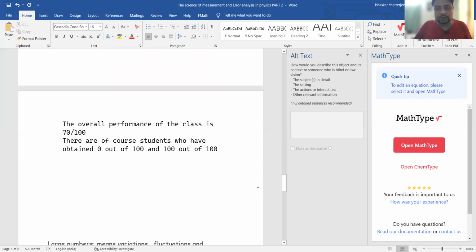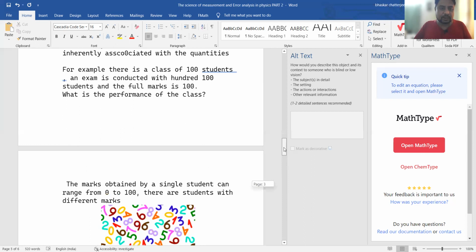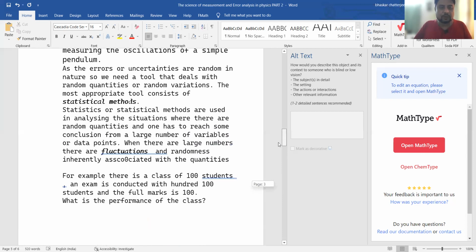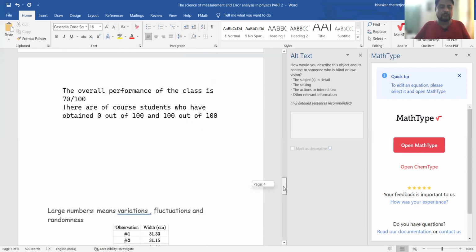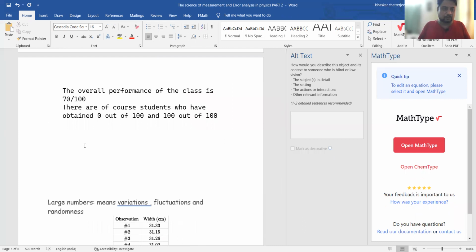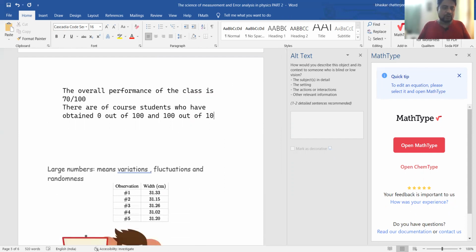Now let us use this concept in the case of random errors or in the experimental process. As I told you, random errors occur due to factors that are not in our control, and they creep into the measurement.